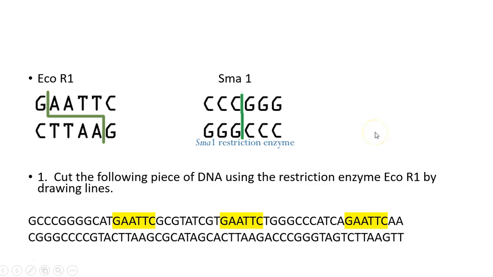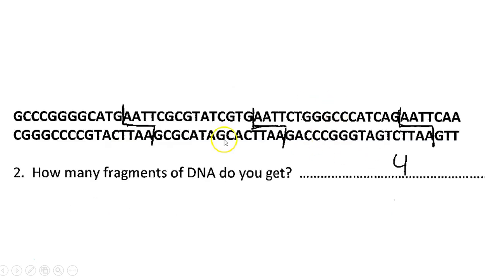If we go back to presentation mode, you'll see here's an answer key I did by hand. So we would cut between the G and the A, and that gives us 1, 2, 3, 4 fragments. So anytime that recognition sequence arises in the DNA we are working with, that backbone will be cut there.